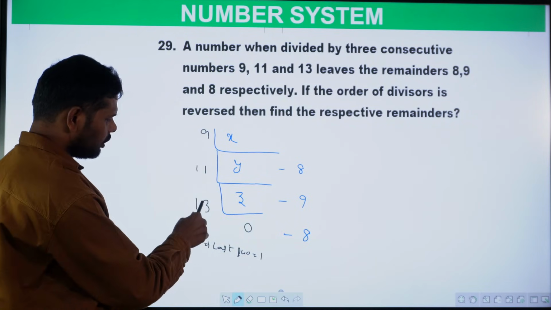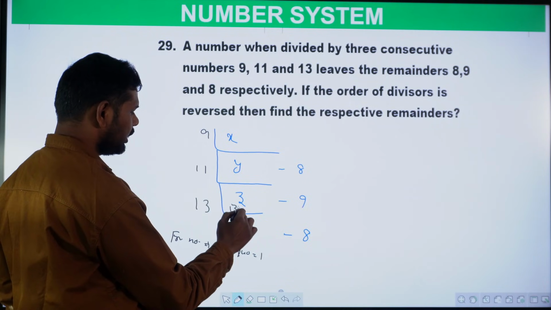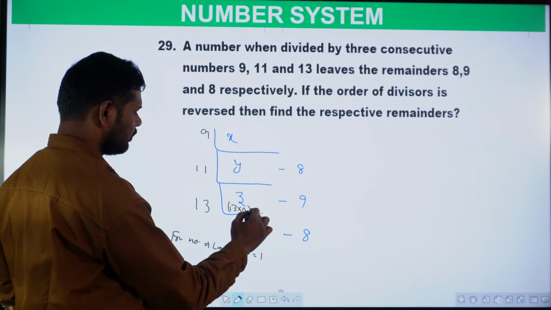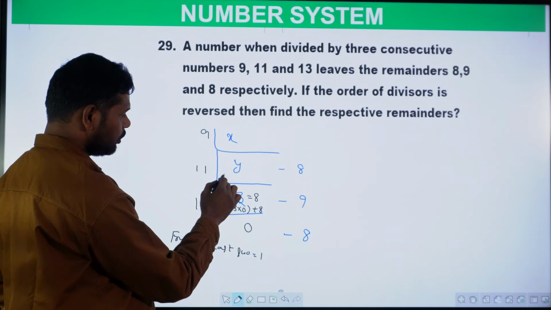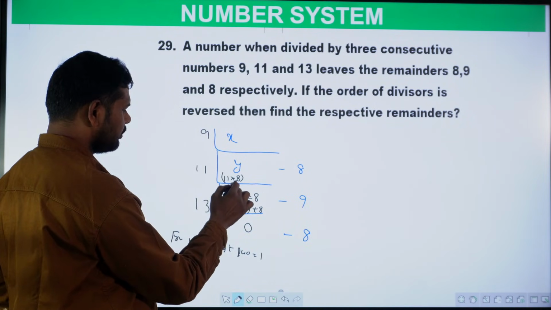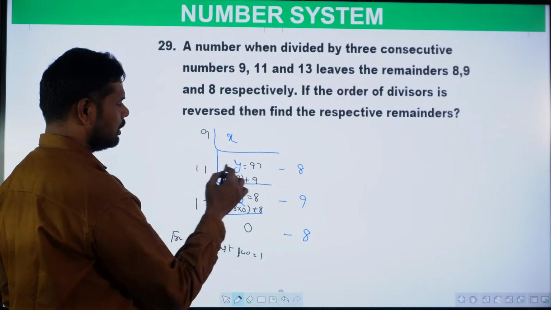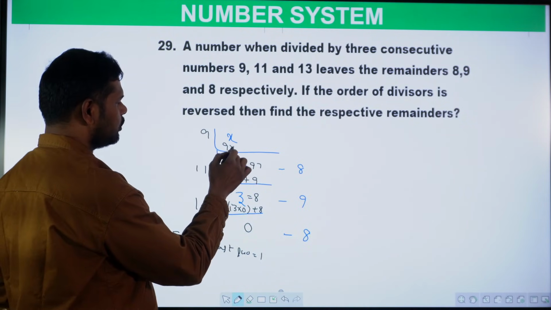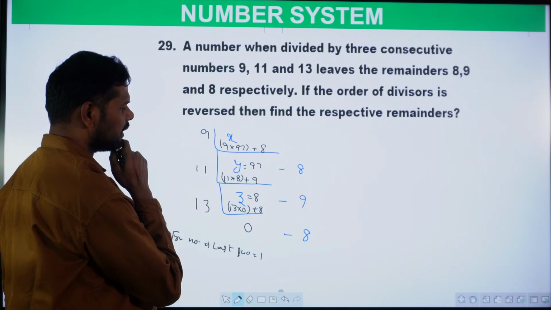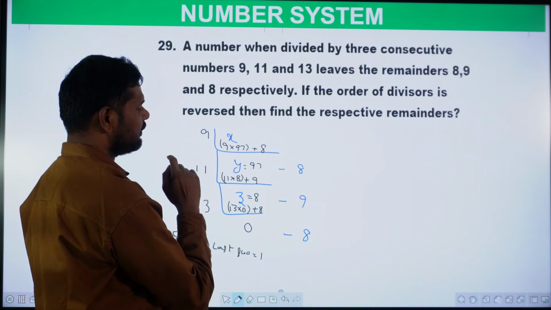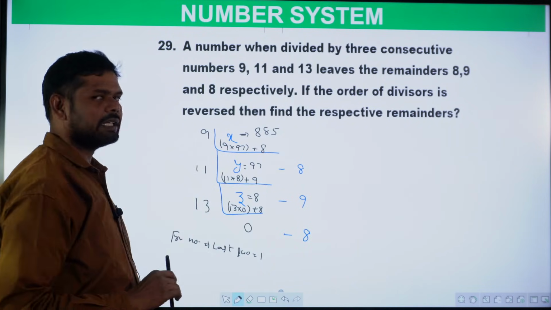Now, quotient, divisor, quotient and remainder. What is the z value? 13 into 0, quotient into divisor, plus 8. So the z value is 8 here. Next, 11 into 8 plus 9. 11 times 8 is 88, plus 9 is 97. Then 9 into 97 plus the remainder 8. 9 times 97 is 873, plus 8 is 881. So that number is 881.